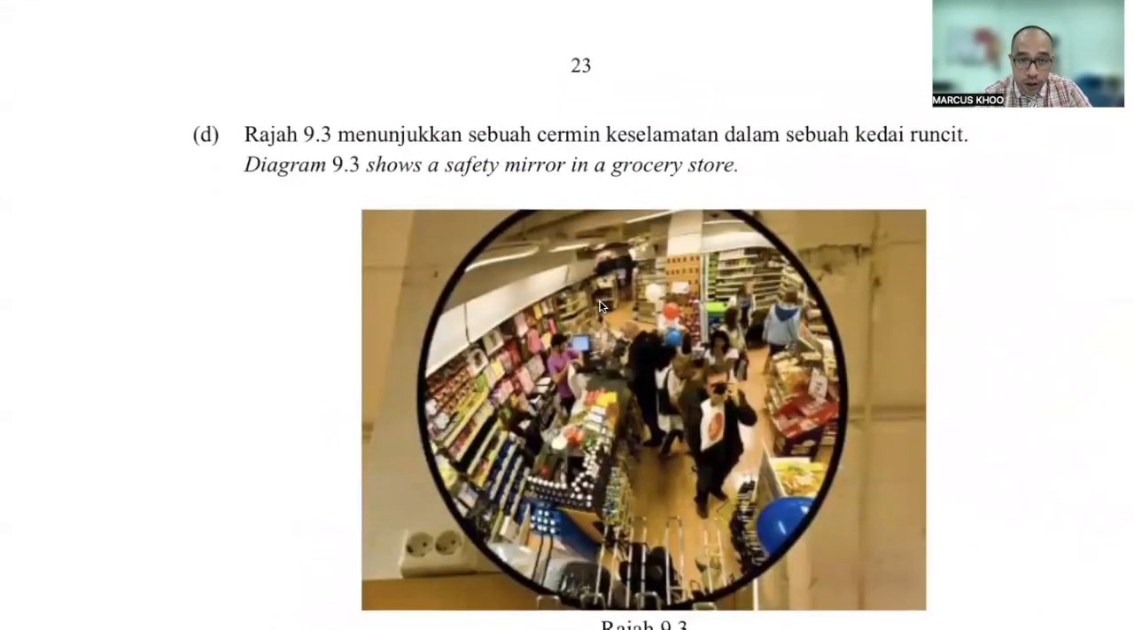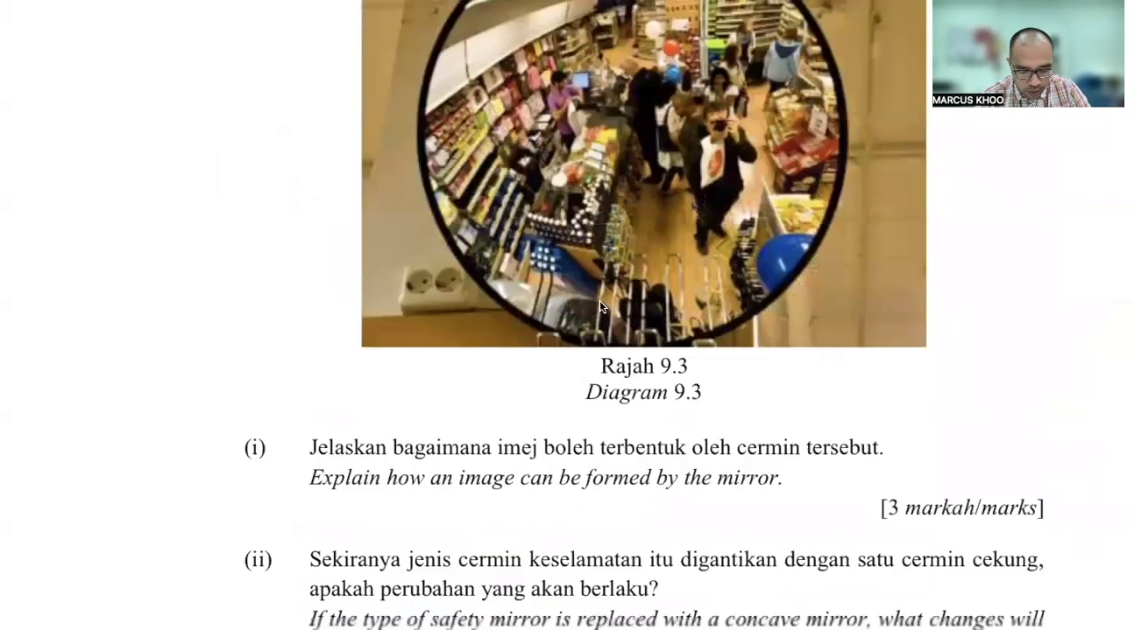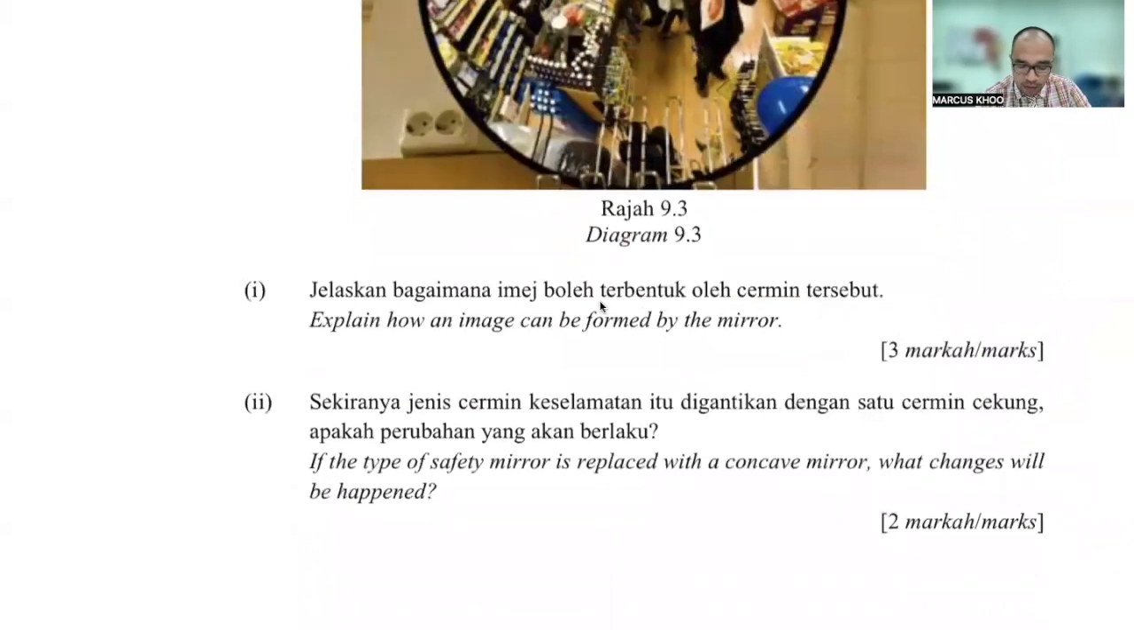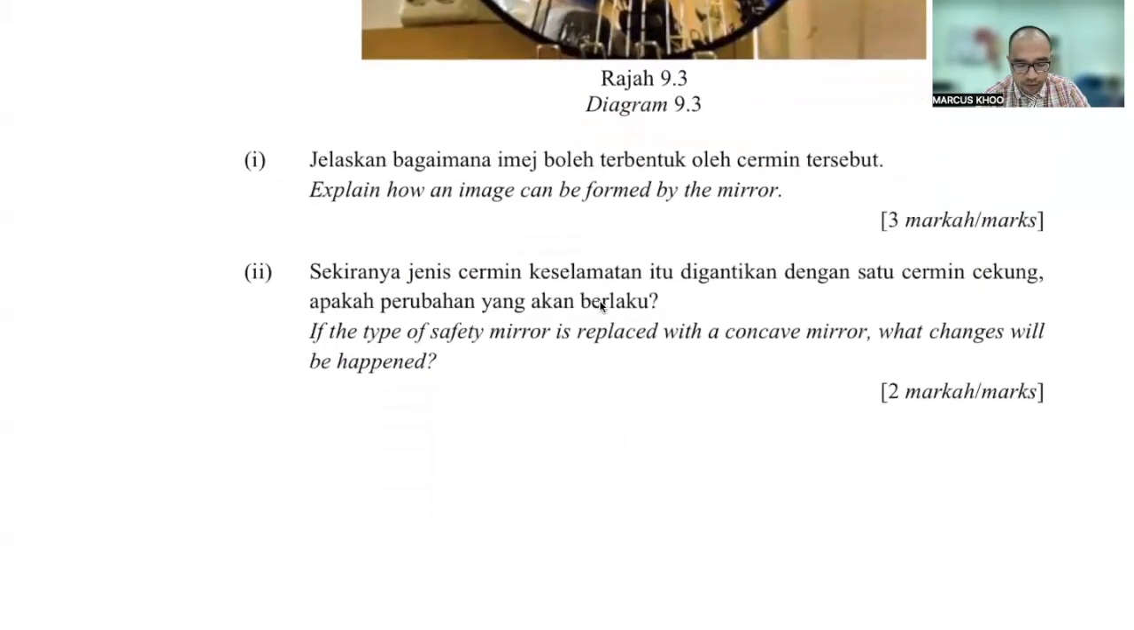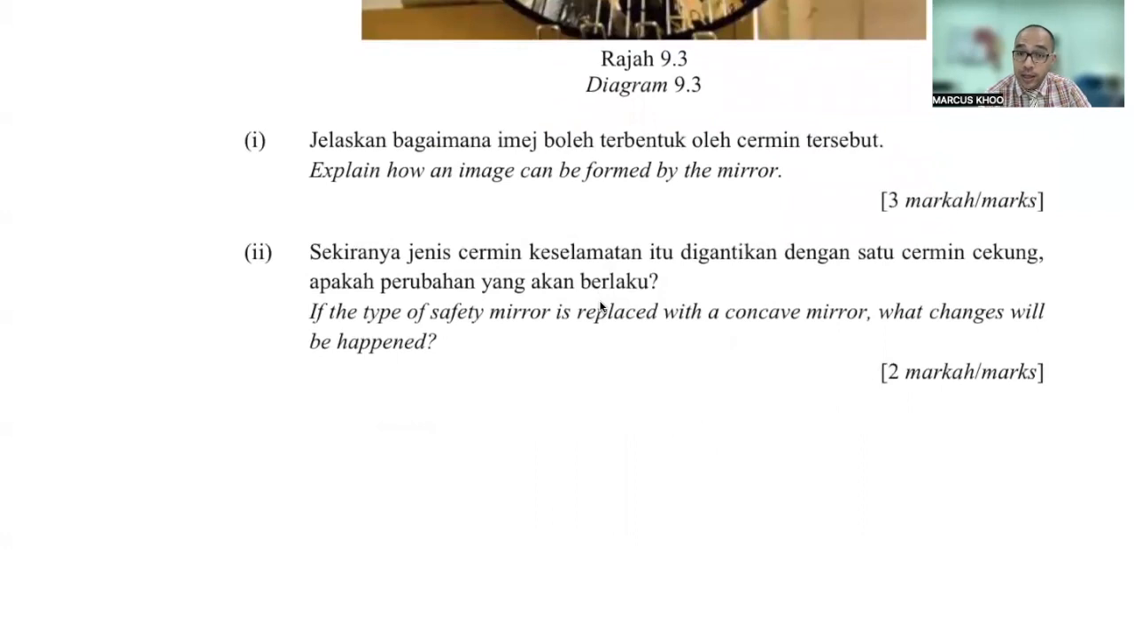Diagram 9.3 shows a safety mirror in a grocery store. Explain how an image can be formed on the mirror, 3 marks. If the type of mirror is replaced with a concave mirror, what changes will happen? Let's talk about the explanation first.